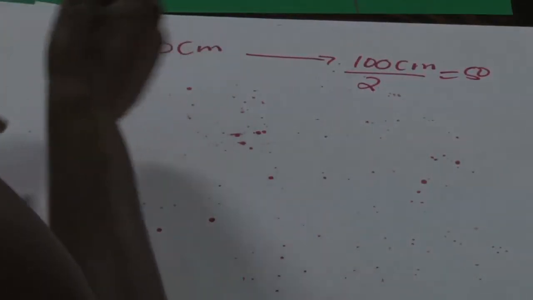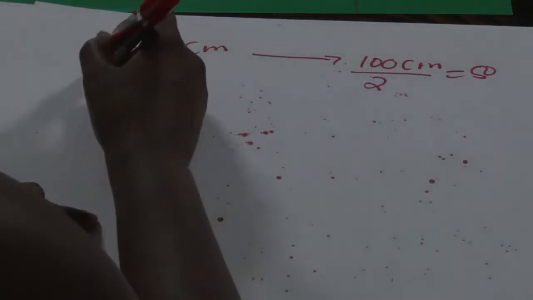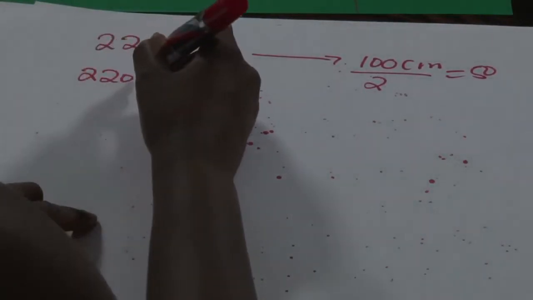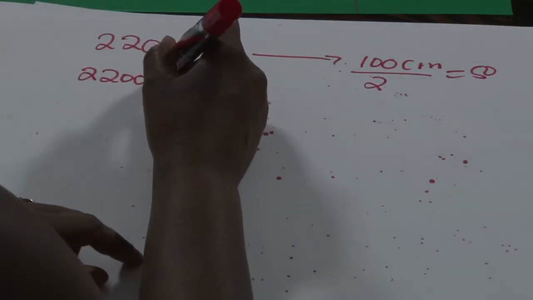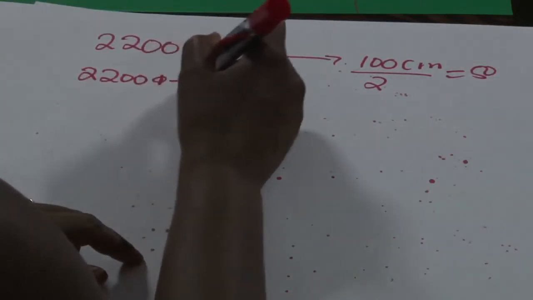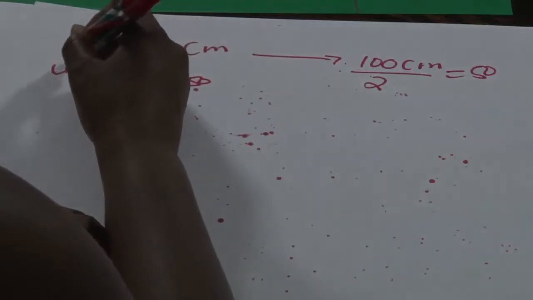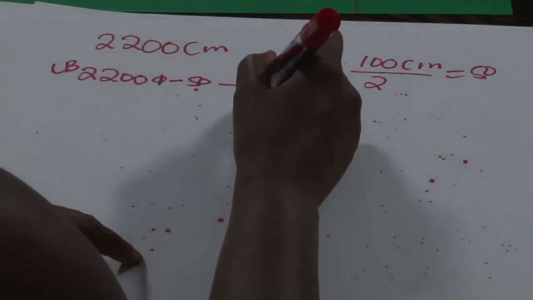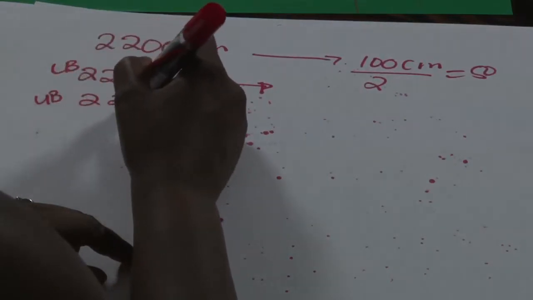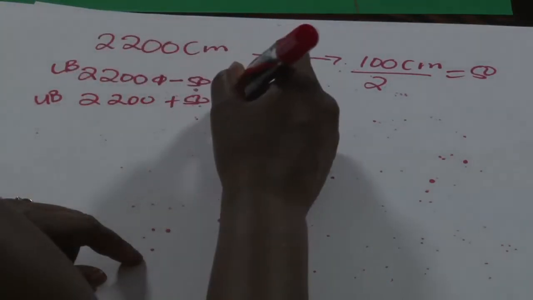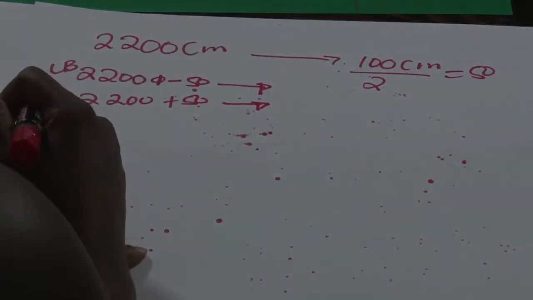To get the lower bound, it will be 2,200 minus 50. Then you get your answer. And to get the upper bound, you add 2,200 plus 50. Then you get your upper bound.